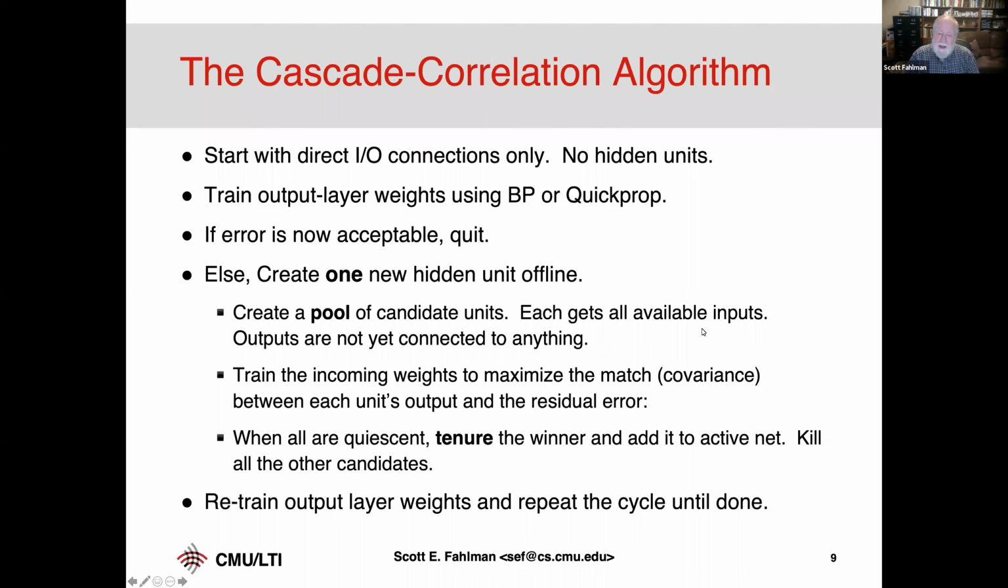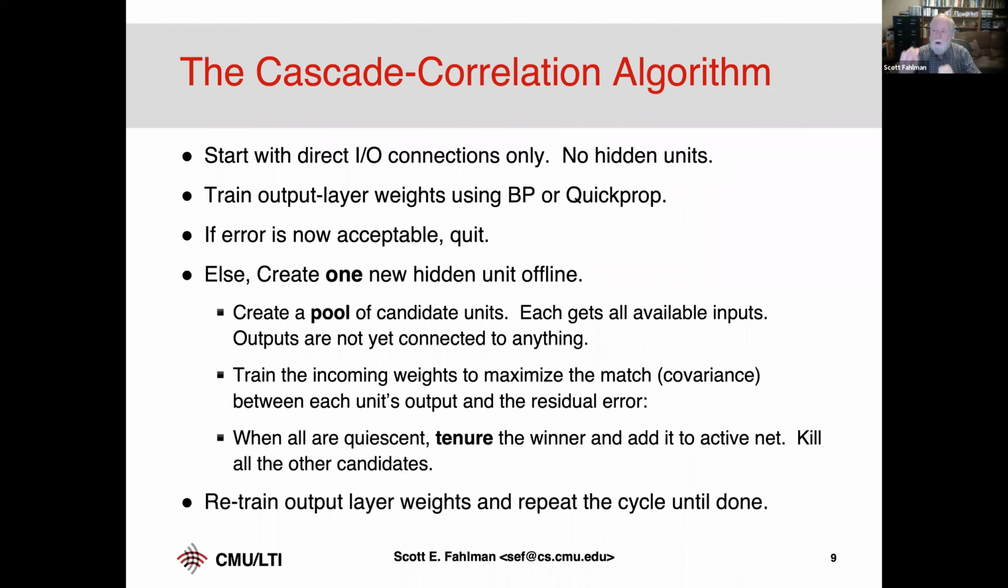And each candidate unit in the pool is looking at all the available inputs and all of the signals from hidden units that you've added to the network so far. That's their input. And then we want to train the incoming weights to these candidate units to maximize the match. I ended up using a covariance measure, not true correlation, but they behave pretty much the same, between each unit's output and the residual error.